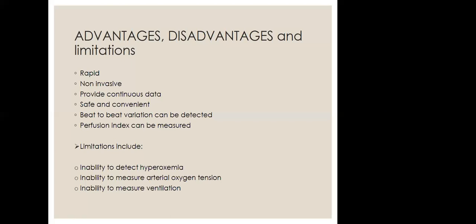It will not be able to measure arterial blood oxygen tension. And it is also unable to measure the ventilation. It will not tell us whether the patient is hypoventilated or hyperventilated. These are the limitations for the pulse oximetry.